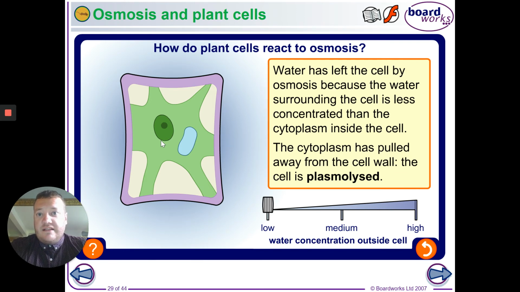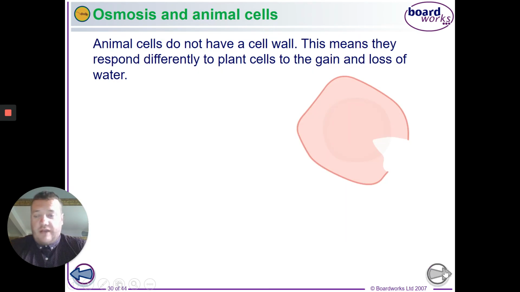But if you did this to a plant, you will have probably seen this. The plant will go a bit floppy. It will wilt, okay? Because it's not full of water and nice and turgid and rigid and able to hold up the plant anymore. And you'll see that the plant will go kind of floppy, okay?